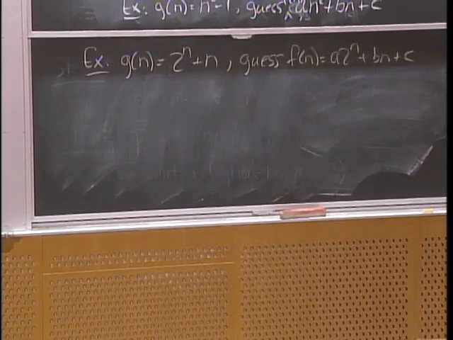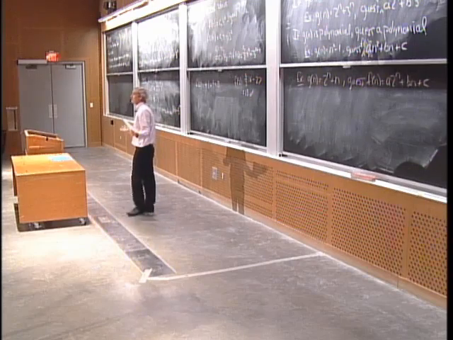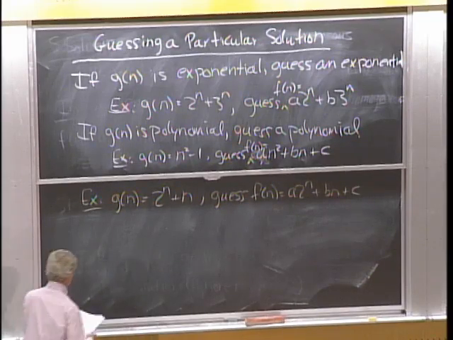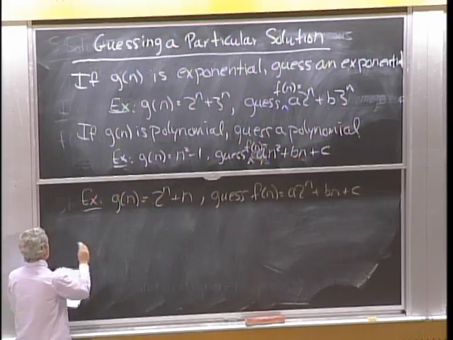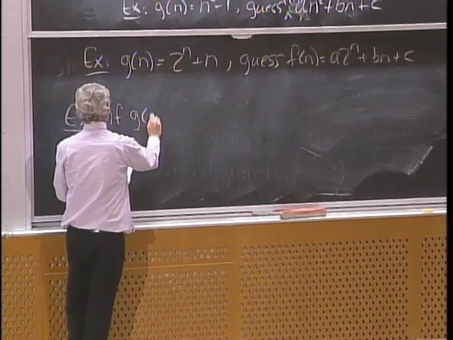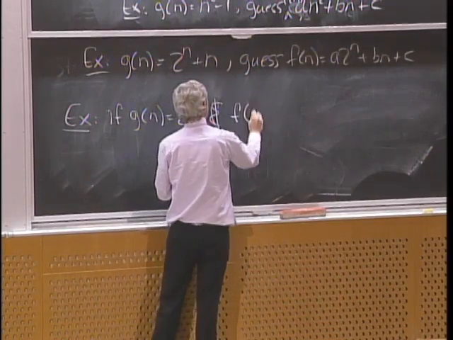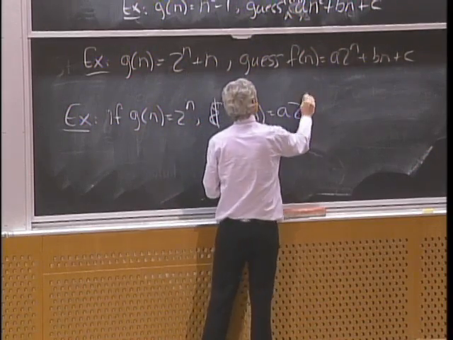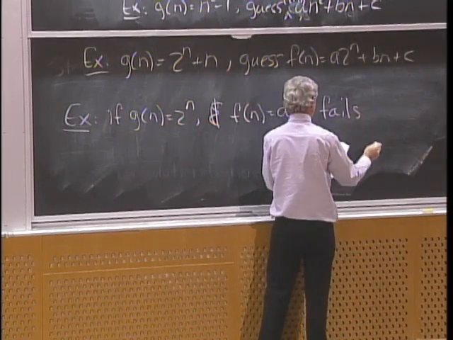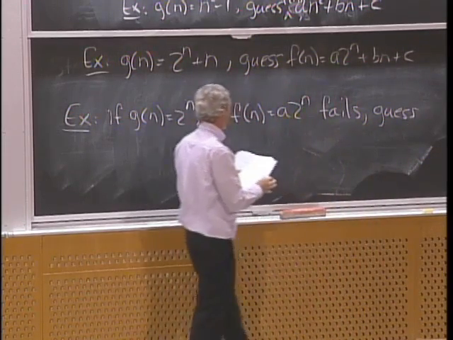All right, now there's one last thing that can go wrong here, and that is you can try your guess, and it doesn't work. All right, so there's rules for that too. For example, if, say, g of n is 2 to the n, and your guess of a times 2 to the n, where a is a constant, fails, and we'll do an example in a minute where it fails, what you do then is you guess a polynomial times 2 to the n.